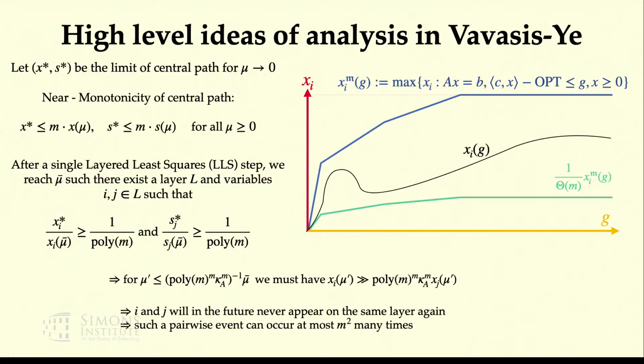In particular, if i is so much bigger than j, then they will never appear on the same layer again, because recall, we chose our layers subject to their values roughly being the same. This is combinatorial progress. You learn that i and j will never appear on the same layer again. Such pairwise information you can learn at most quadratically many times, and this will give you running time that is poly m times logarithm of condition number. So this was all Vavasis and Ye in 1996.